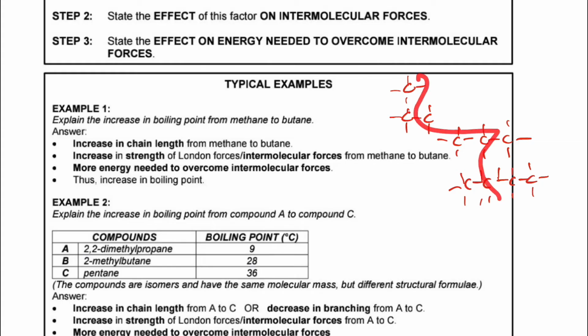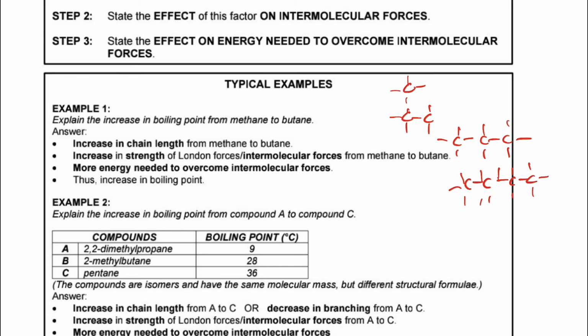Or you can say there's an increase in surface area. Or you can say the number of carbons is increasing from methane to butane. But the best one to say is the increase in chain length, due to the increase in number of carbons. Point number two. From methane to butane, you say there is an increase in strength of London, or intermolecular force. Looking here, as the surface area increases, the strength of the intermolecular force is increasing, right?